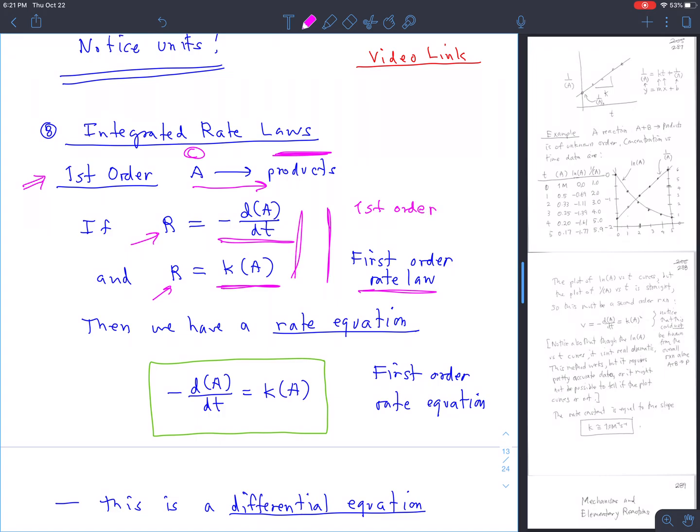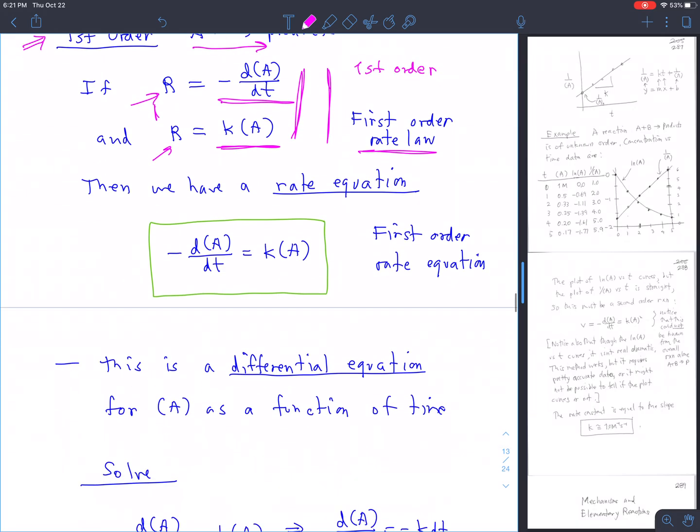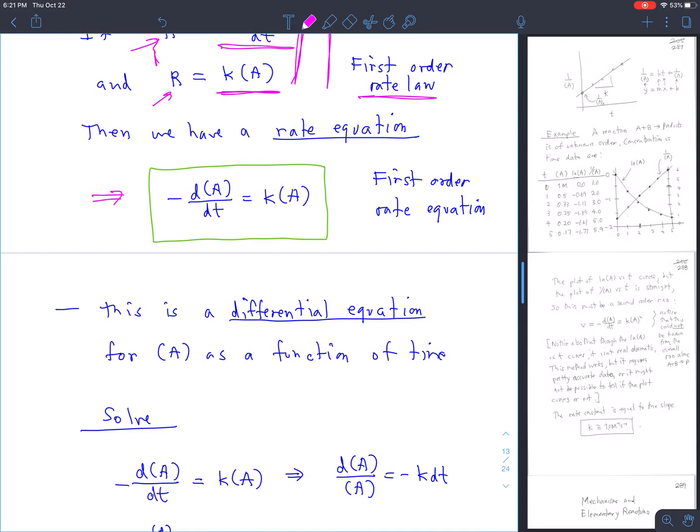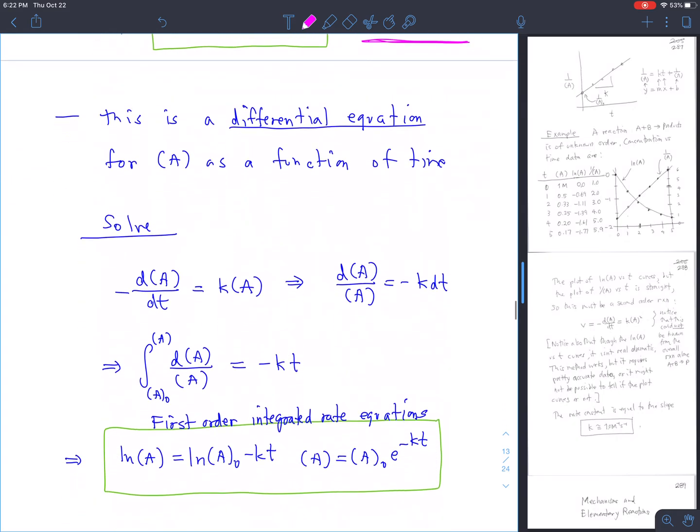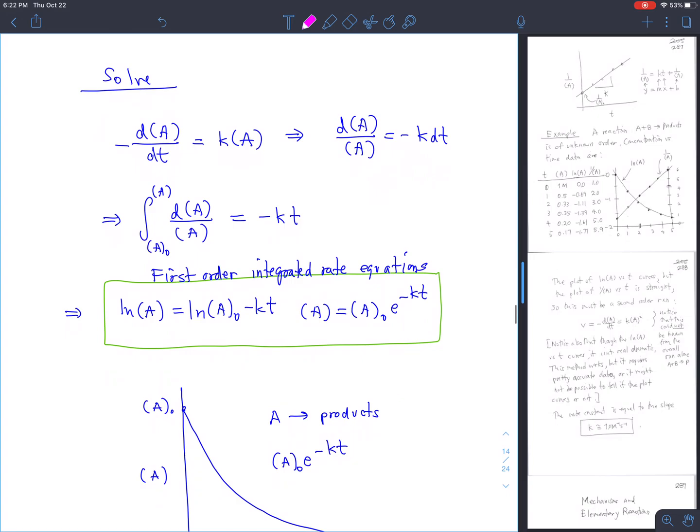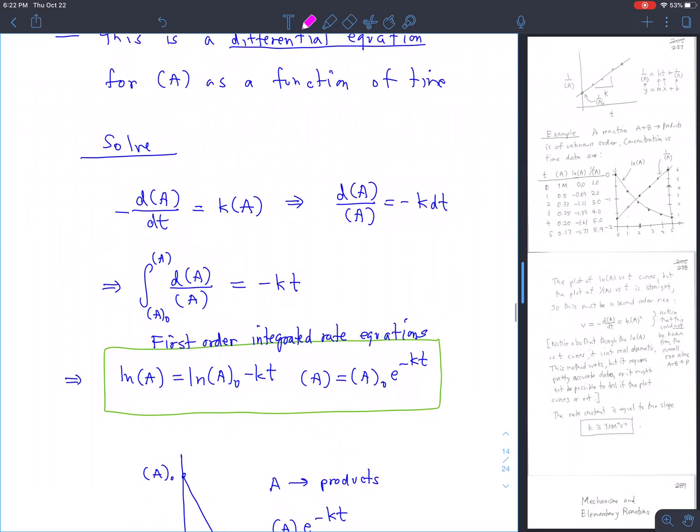Well, if these two things are both the rate, then they're both equal. That means you get that minus dA/dt is equal to kA. That's a closed differential equation. We can solve that differential equation for the concentration of A as a function of time. Let's do that. We're not going to do this a whole ton, but it's good to do it in this very simplest of all possible differential equations, really.